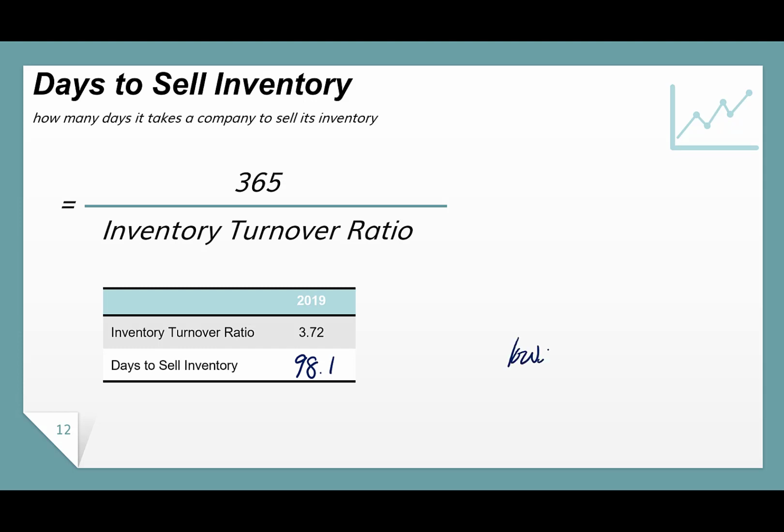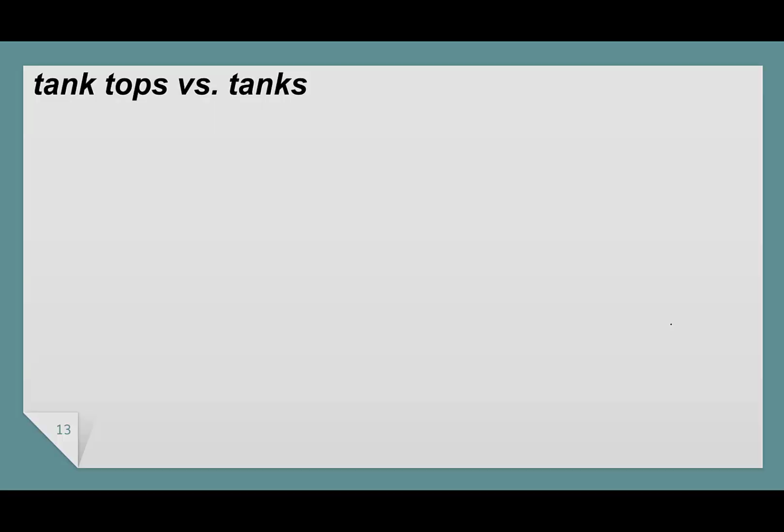Generally speaking, a lower number is better, because that means the company needs fewer days to move through its inventory. That indicates a higher rate or pace of sales. Like I said before, it does depend on the industry though, and to make that point, I use the analogy of tank tops and tanks. What I mean by this sort of absurd example is that these ratios are at their most effective when they are used to compare companies within the same industry.